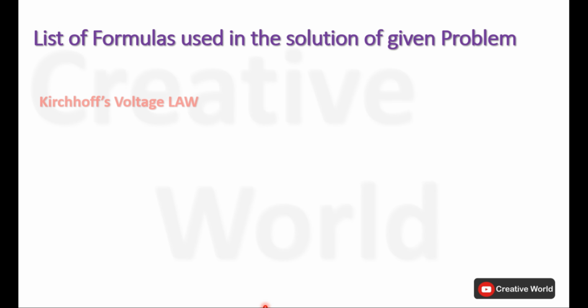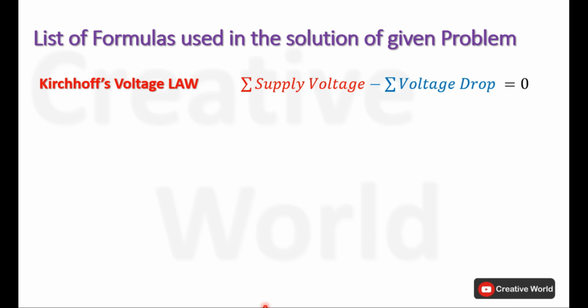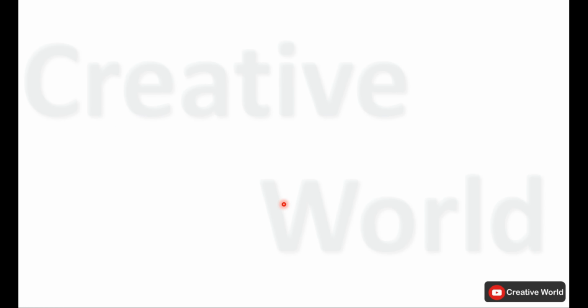While solving this problem, we will be using Kirchhoff's voltage law. According to this law, the cumulative supplied and dropped voltage across circuit elements in a closed loop is always zero. We will also be using Ohm's law. According to Ohm's law, the voltage across any resistance R is always equal to the product of the current through that resistance and the value of resistance. Now move towards the problem.